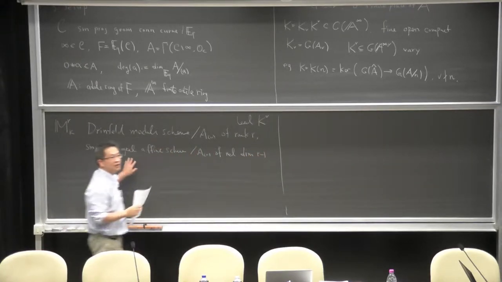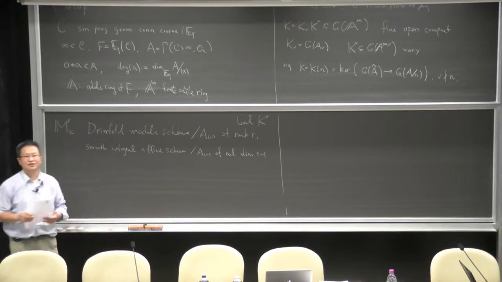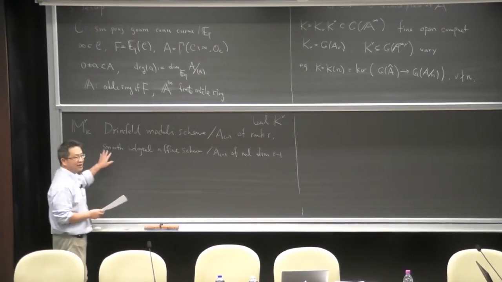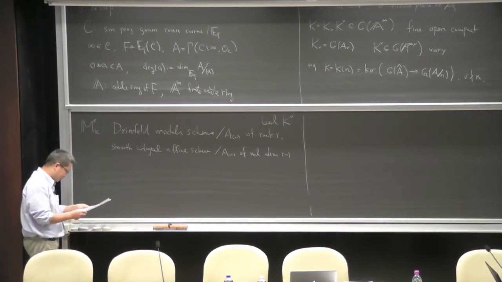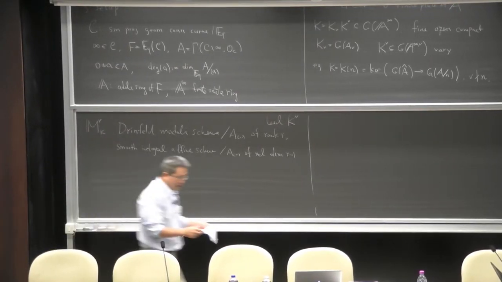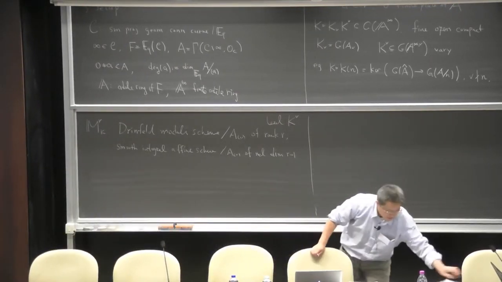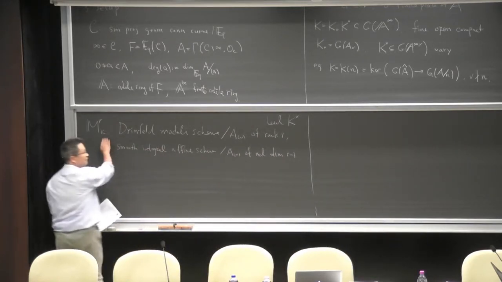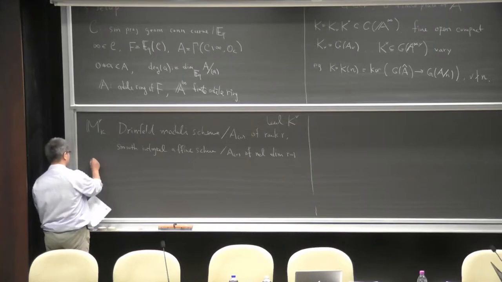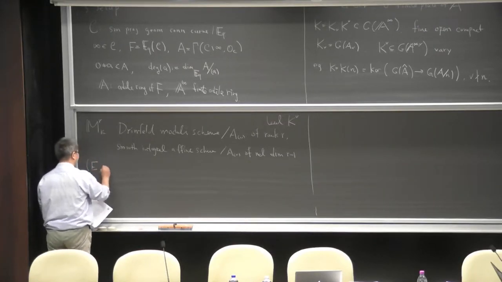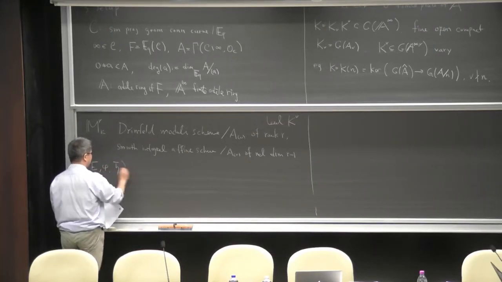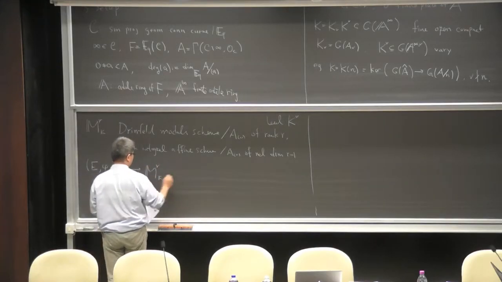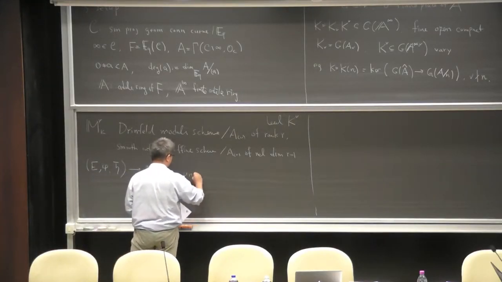But one has to be careful. This is integral, but not geometrically integral. After base change to the algebraic closure, it has several components. Since K is fine, we have a universal family over this scheme.